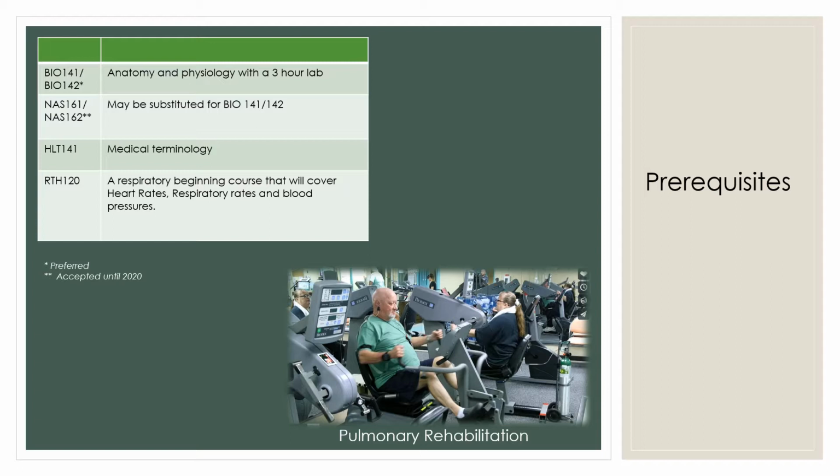HLT 141, 142 is a 1 credit hour course. If you have already taken HLT 143, that will substitute for this medical terminology course. RTH 120 is a beginning respiratory course. You must receive a B or better in RTH 120 to be accepted into the respiratory therapy program. This course covers the history of the profession as well as the theory and procedures for patient assessments, including chest assessments, heart rate, respiratory rates, and blood pressures.